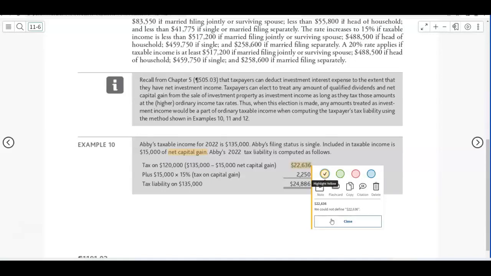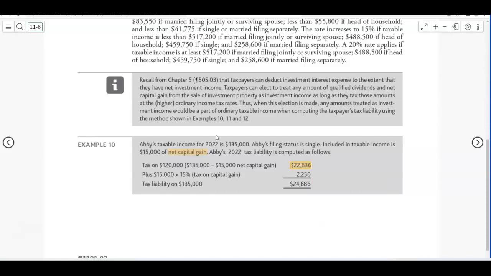Then, based on Abby's income, we realize that that 135,000 falls into the 15% tax bracket for capital gain. So 15% favorable tax rate times $15,000. That will be another $2,250, which ends up to be $24,886 total tax liability. So we calculated twice, not once. Once for ordinary income, once for net capital gain.